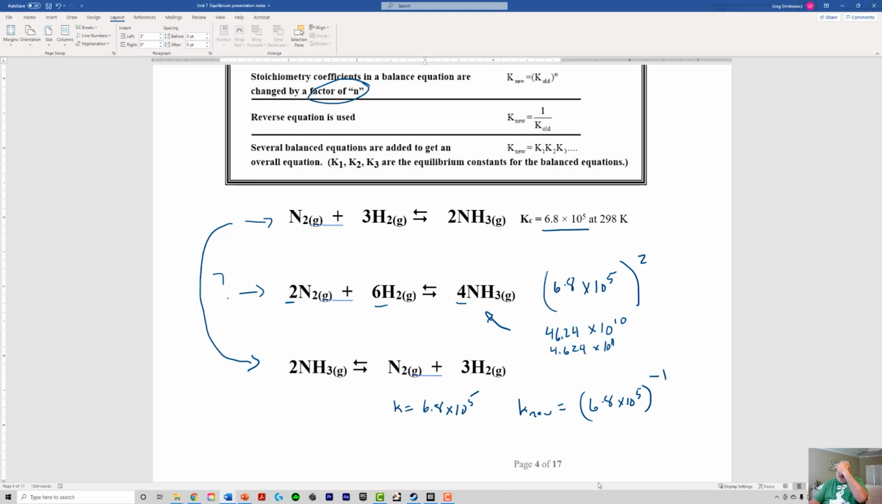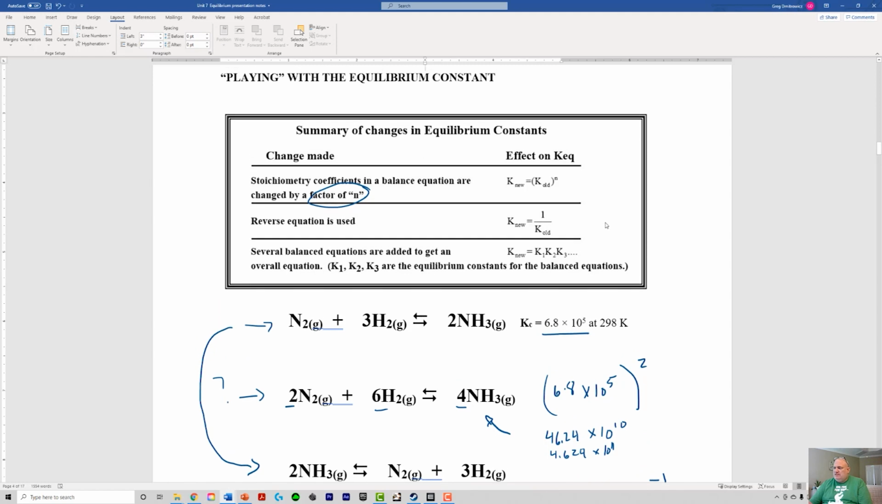If we do that, we end up with 1 over 6.8 times 10 to the 5th. And again, as most of you will be able to do in your head, that puts us at 1.47 times 10 to the negative 6. So this is actually pretty straightforward. If you have an equation already, you can use one of these factors in this table to determine what the new K is.